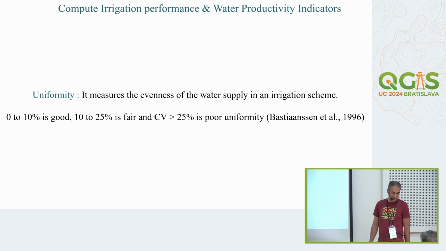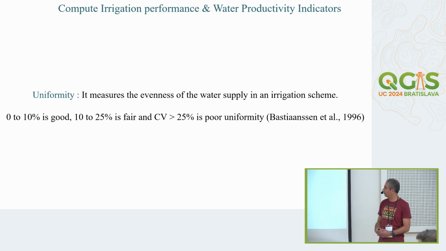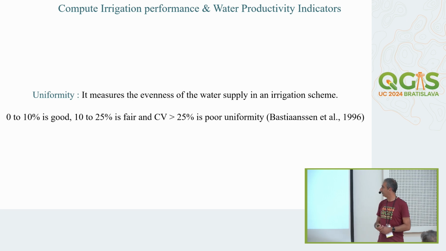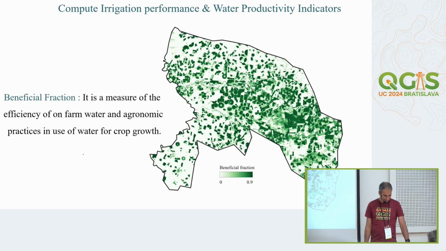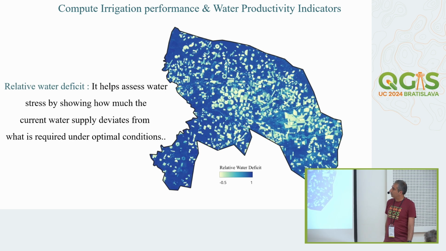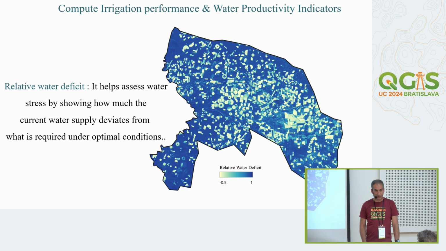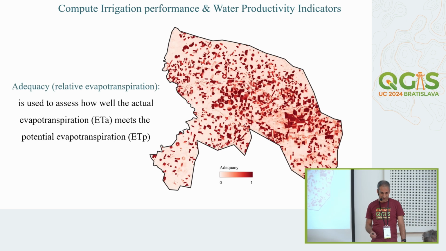So, for example, there's the uniformity index, which measures if the water is evenly distributed in an irrigation scheme and gives you some results. And there's the beneficial fraction. It's a measure of the efficiency of the water use and the agricultural practices. And the relative water deficit. So now with this tool, you can easily create these maps based on open data for your irrigation scheme.